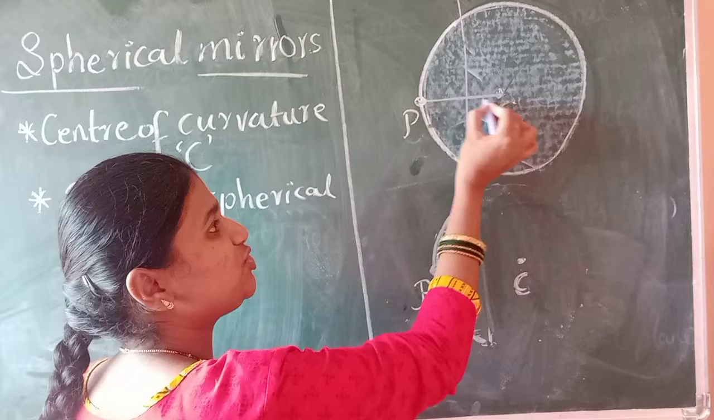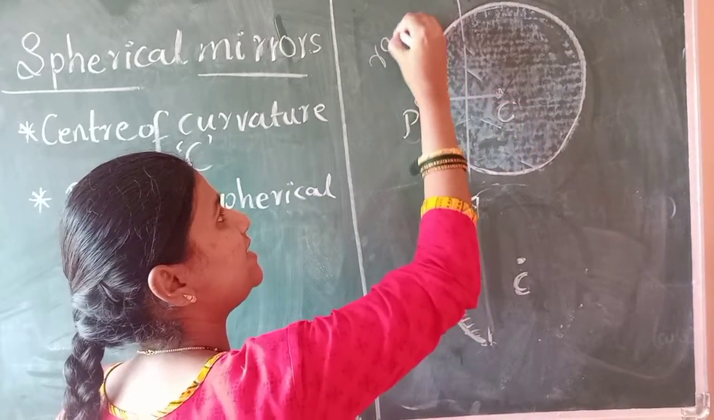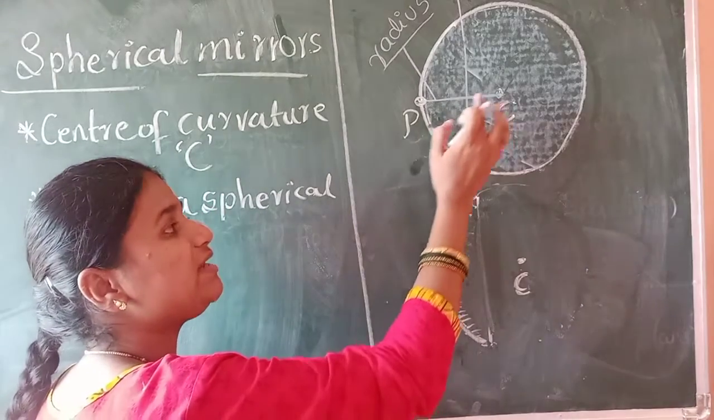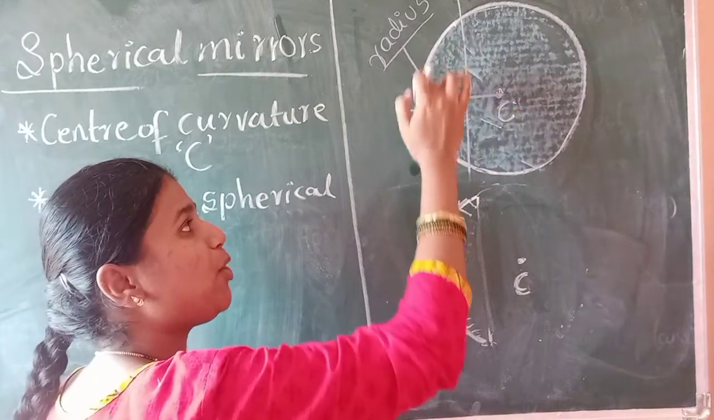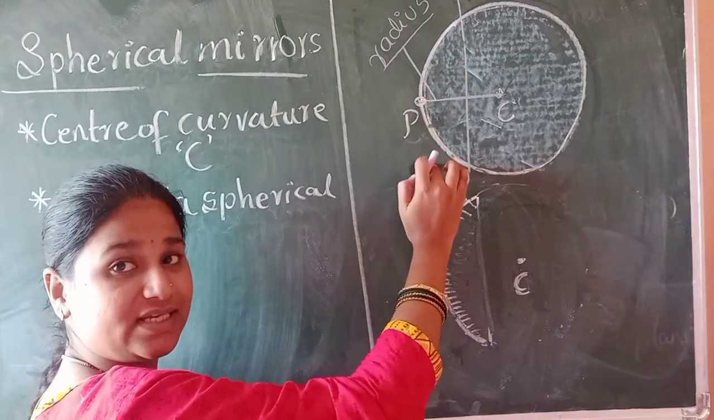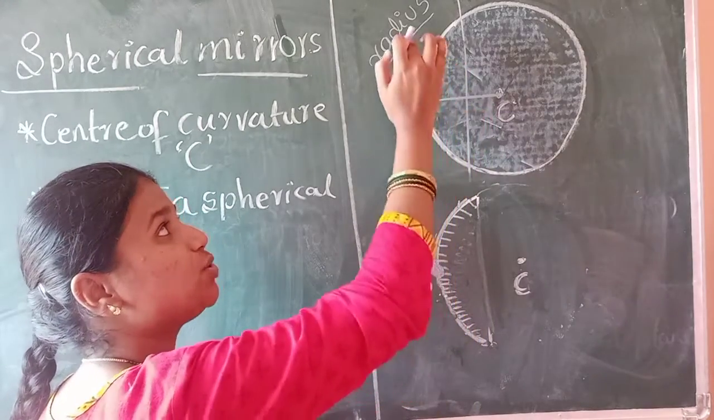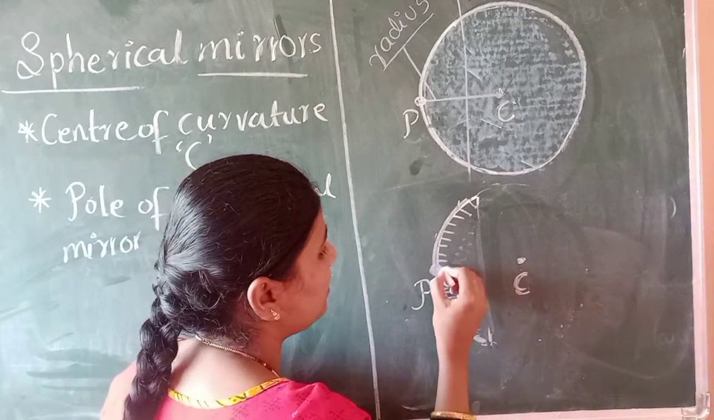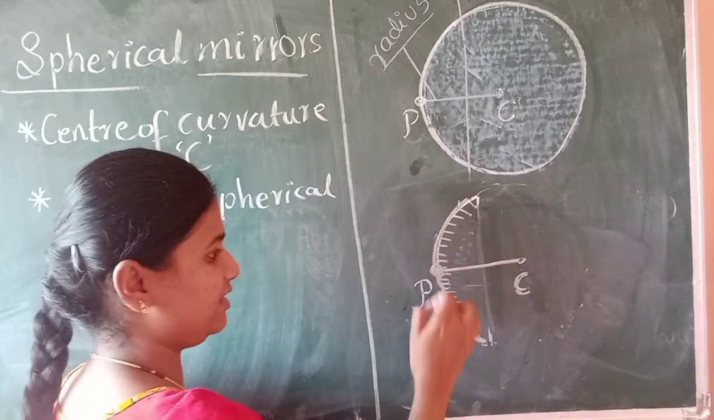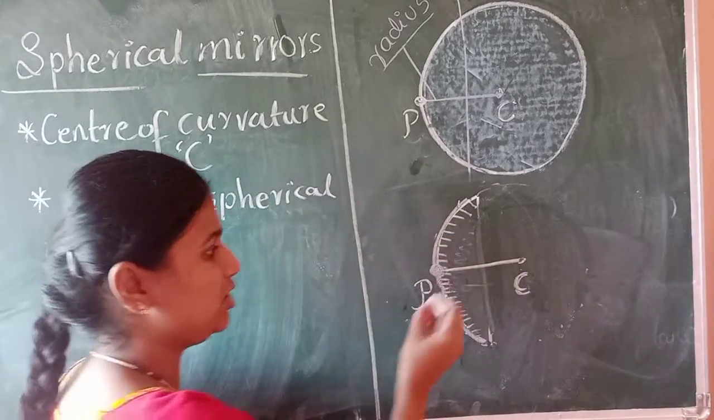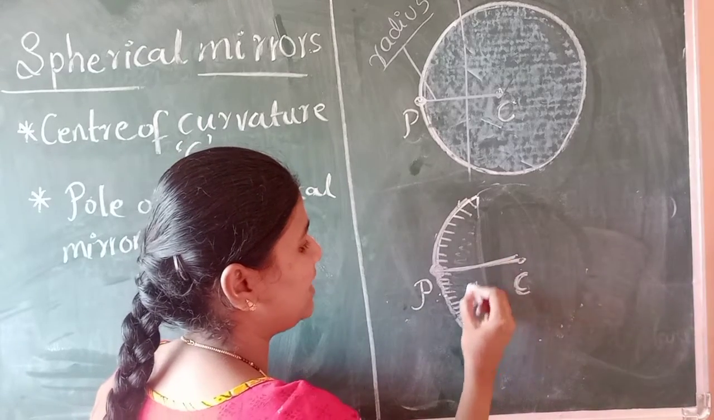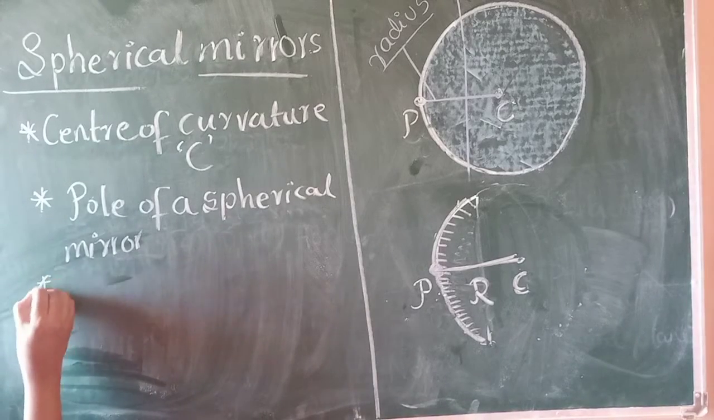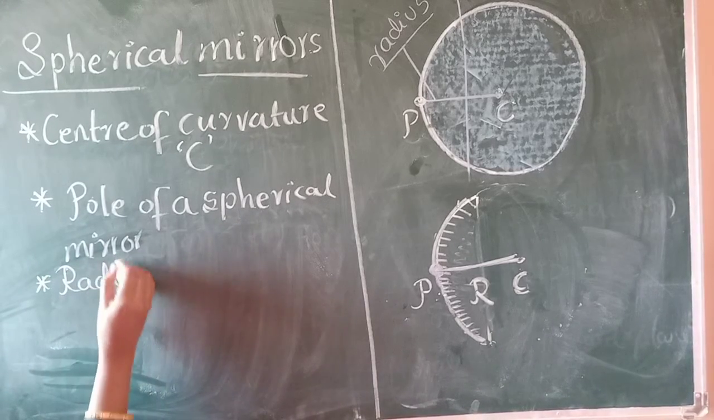We will get an imaginary line which we can call a radius. This we learnt in geometry. A line joining the center of a circle to any point on the circumference of a circle is called radius. In the spherical mirror also, the line joining the pole of a spherical mirror and the center of curvature is denoted by capital R. This line is termed as radius of curvature.